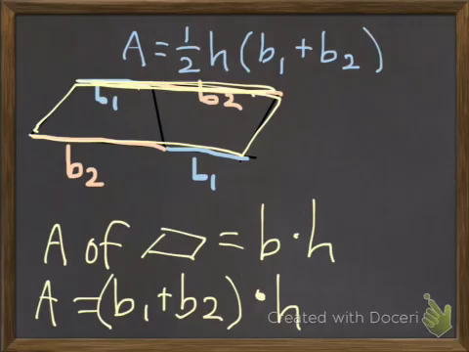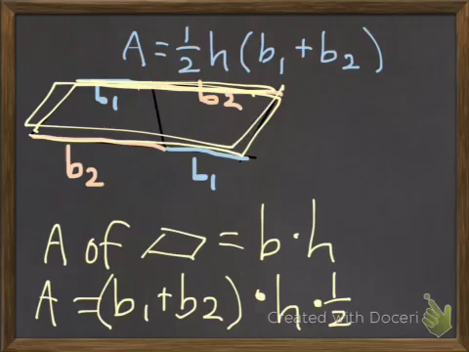So with our trapezoid, we know to find the area of this entire figure here, it's going to be B1 plus B2 times H. But I only want the area of half of that, so that's why we multiply it by 1/2 in the formula, or you divide it by 2, either way. So the times 1/2 comes because we only want half of this parallelogram. We want half of it, which is our trapezoid.